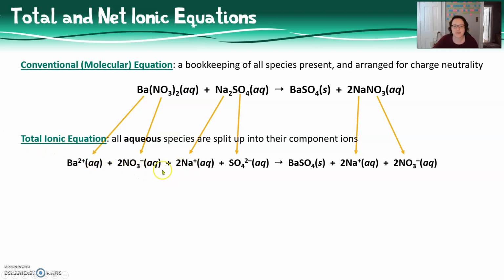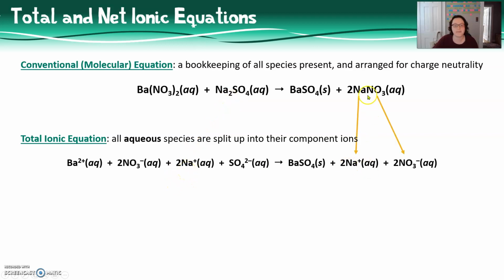Each ion is listed separately, and subscripts or coefficients from the balanced reaction that indicate multiple ions of one type are now used only as coefficients. For example, barium nitrate reactant contains 2 nitrate ions, as indicated by the subscript in the molecular formula. So the total ionic equation indicates the 2 nitrate ions by placing a coefficient of 2 in front of the nitrate ion symbol. The same thing occurs with the sodium ions in the sodium sulfate reactant.